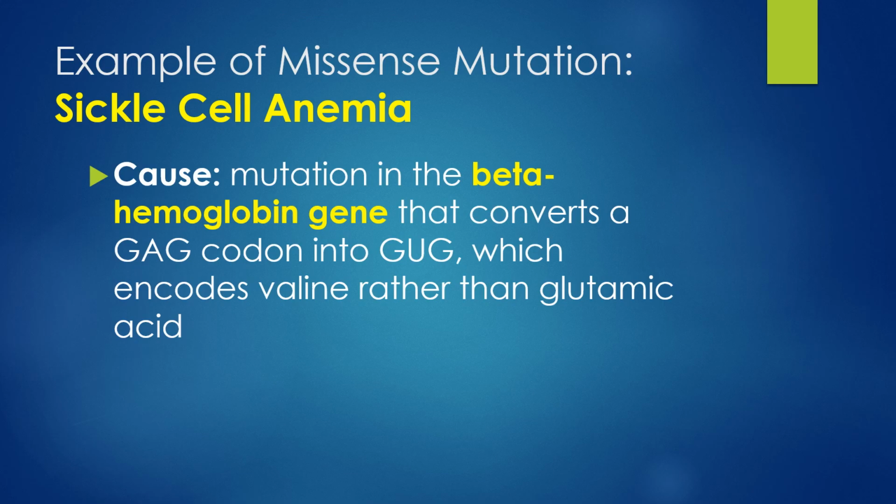Sickle cell anemia is an example of a missense mutation, so make sure you guys are aware of those. It's a mutation in the beta hemoglobin gene, and you end up getting valine, that amino acid, and you're supposed to get glutamic acid. So you don't get this amino acid at all. You get a different one. Make sure you guys are aware of these examples because I will ask you about it. Make sure you know what type of mutation is which.